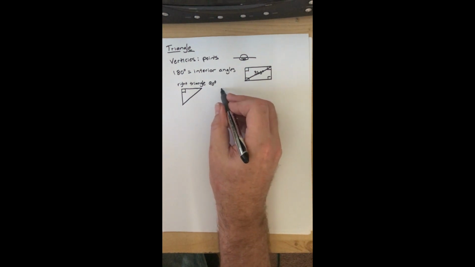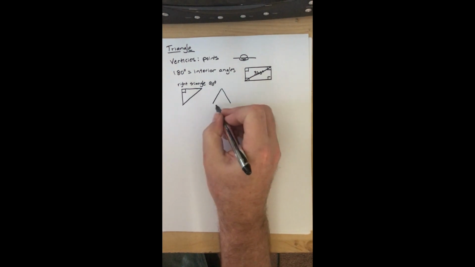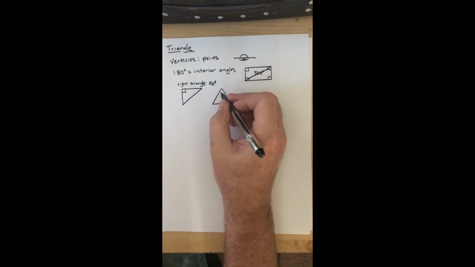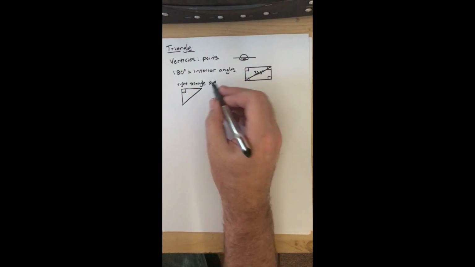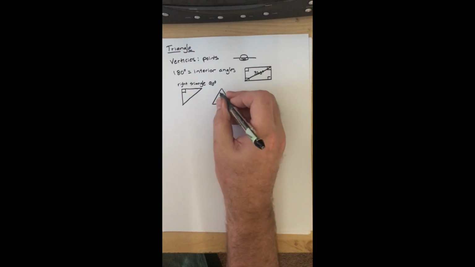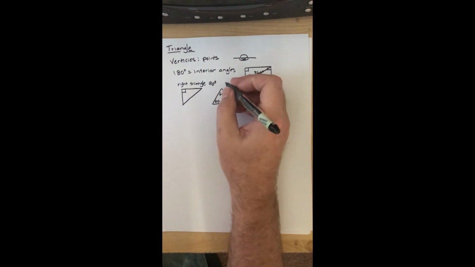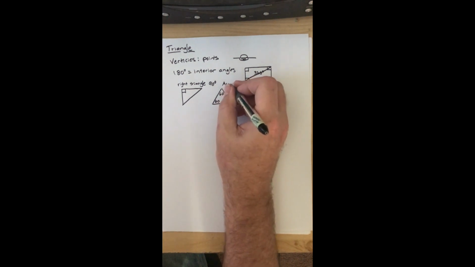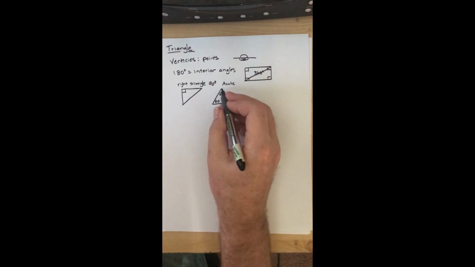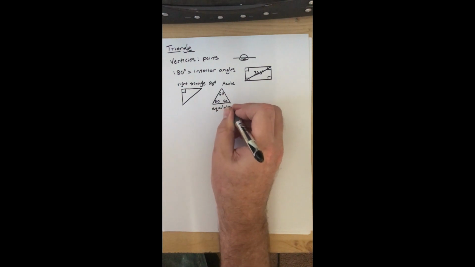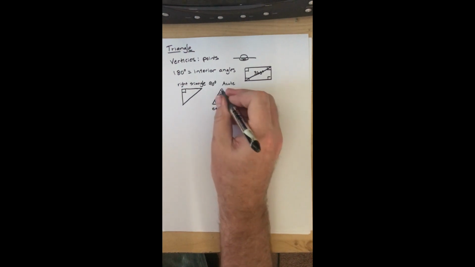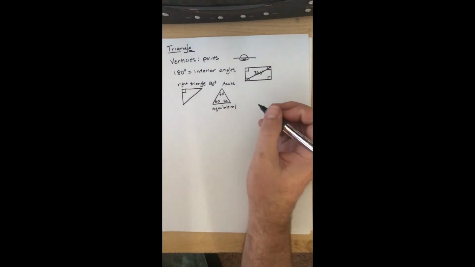Then you can have triangles where none of the angles are bigger than 90. So here's a fun one, 60, 60, 60. All these angles are acute. This is an acute triangle. It's also known as an equilateral, because all the side lengths and all the angles are the same.